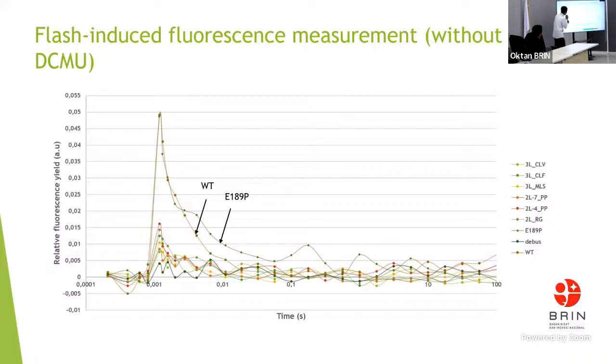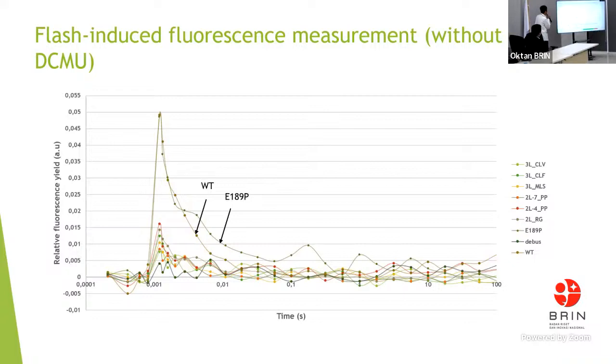So just in short, all of the 2 residues mutations and 3 residues mutations don't have active PS2. But interestingly, the E189P shows some activity, but we didn't have time to repeat and do another experiment. It would be nice to probably do oxygen evolution measurements or other experiments as well.